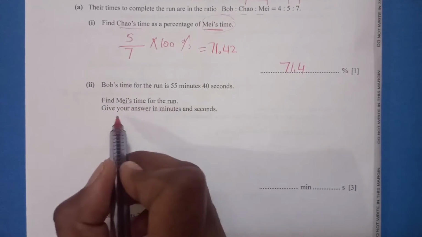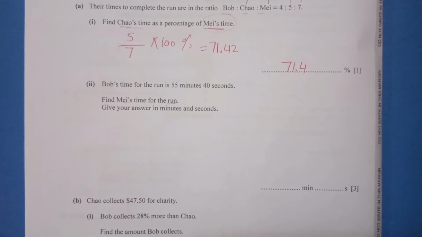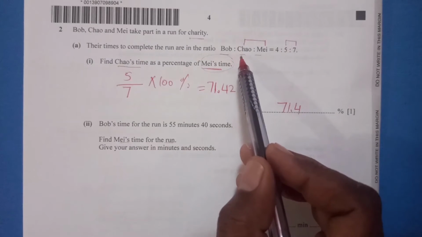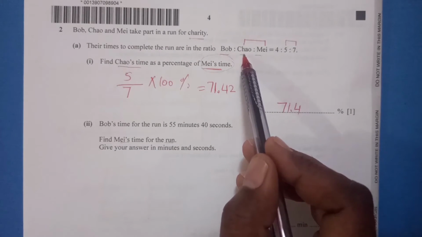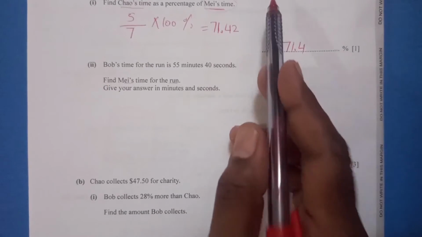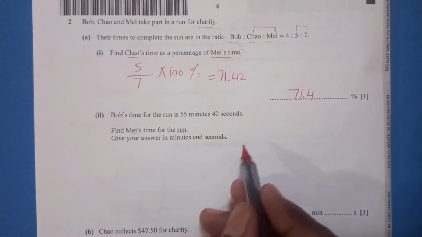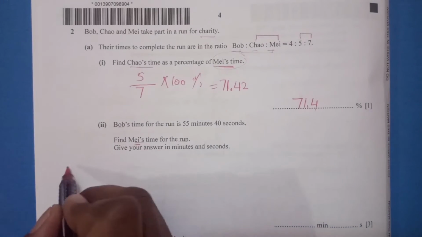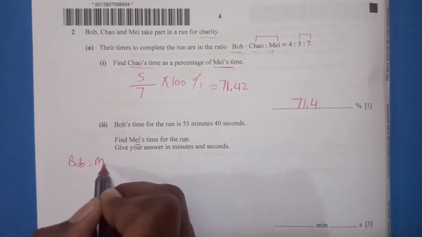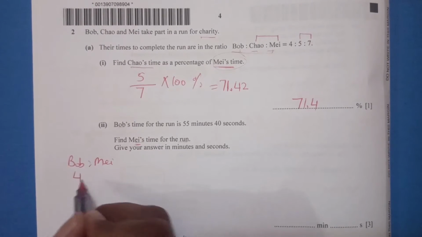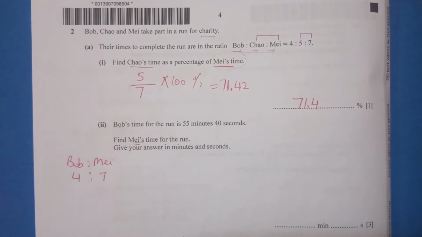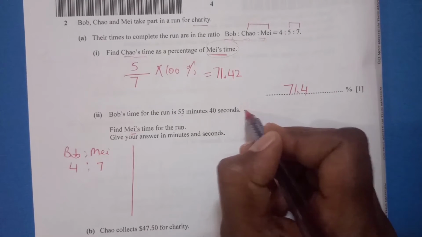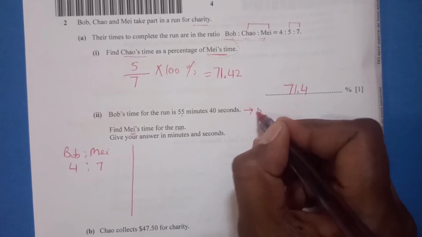Find May's time for run. Give your answer in minutes and seconds. Because we are given this time in ratio, so we can use that ratio here. So we are talking about Bob and May. So we are comparing here Bob and May, right? Bob is 4 and for May it's 7. So now first of all we have to convert this one into decimals, 55.